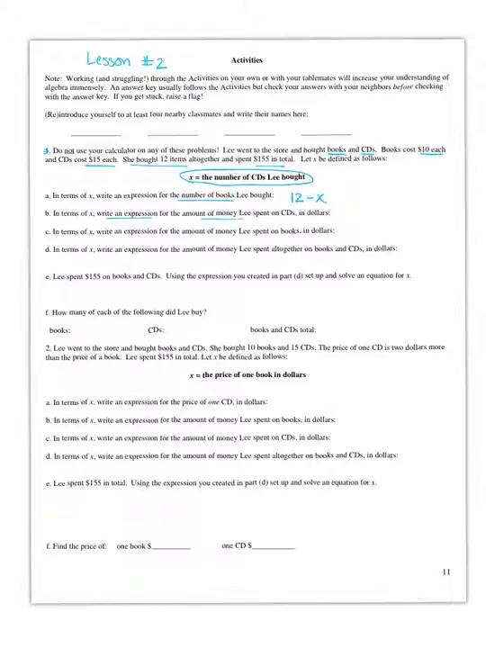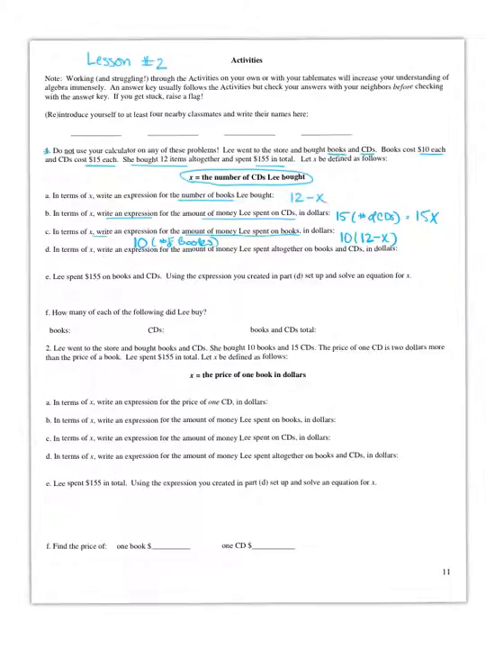Next we're going to write an expression for the amount of money Lee spent on CDs. CDs are $15 each, and she bought X CDs, so we're going to have 15 times X, or 15X. To write an expression for the amount of money Lee spent on books, we'll have 10, being the cost of the book, times the number of books Lee bought. We talked about the number of books that Lee bought being 12 minus X, so the expression will be 10 times 12 minus X.